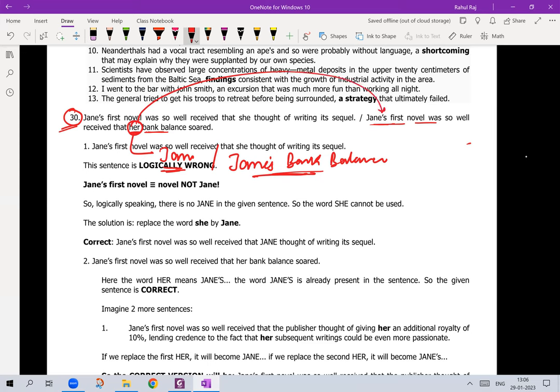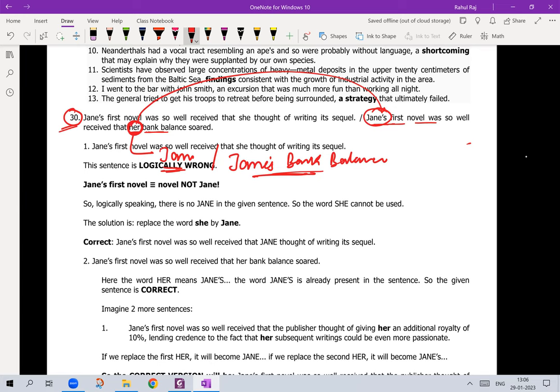So you can't write Jane's first novel was so well received that Jane's bank balance soared. Why? You can't write Rahul is a good guy and Rahul is a smart guy. This is redundant. You have to use a pronoun over here. So Jane's is already mentioned over here. This is the possessive form, and the reference is absolutely perfectly fine.